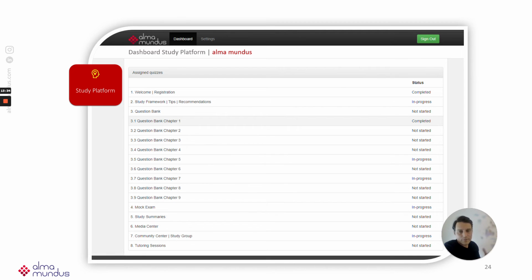We have a study framework that we advise our candidates to follow. We have study recommendations and exam tips, and then we have question banks for each one of the chapters so you can consolidate knowledge while you are studying each one of the chapters. We have a mock exam. We have study summaries per chapter.